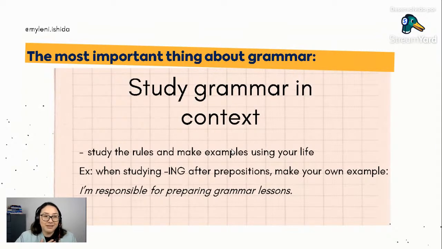So I made my own example. I'm responsible for preparing grammar lessons because I'm an English teacher. This is my profession. I'm an English teacher, and one of my responsibilities is to prepare grammar lessons. So I say I'm responsible for preparing grammar lessons. This sentence makes a lot of sense to me. But if you are not an English teacher, the sentence doesn't make sense to you, right? You have to write your own sentence about your own reality.